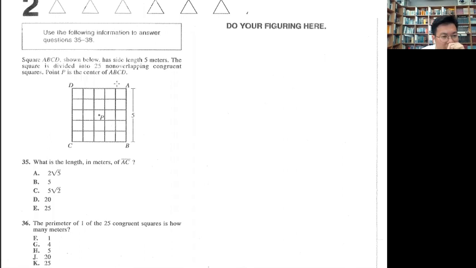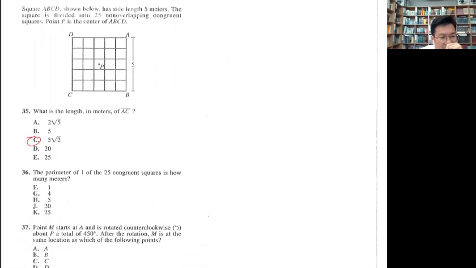Point P, center of ABCD. What is the length of AC? 5 or 2. This is an obvious one. You can do the Pythagorean theorem if you don't know how to do it. The perimeter of 1 of 25 congruent squares is how many meters? Perimeter, so 5, because this is 1, 1, 1, 1, 1, which is 4, so G.